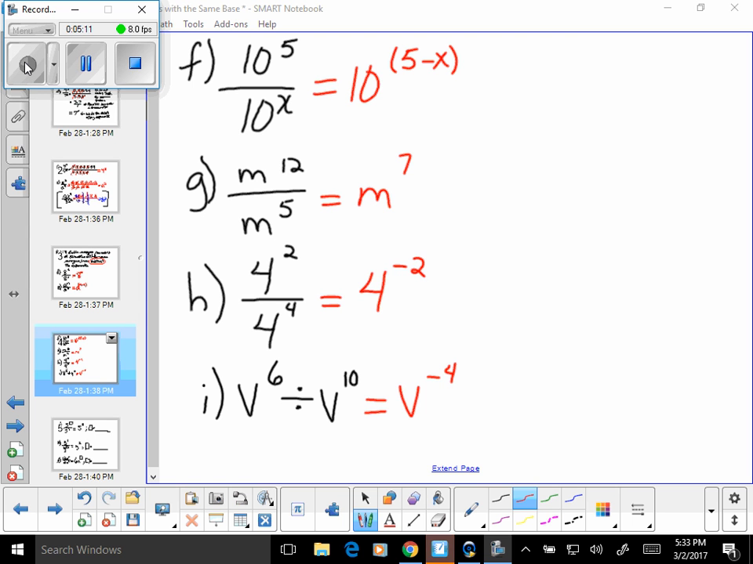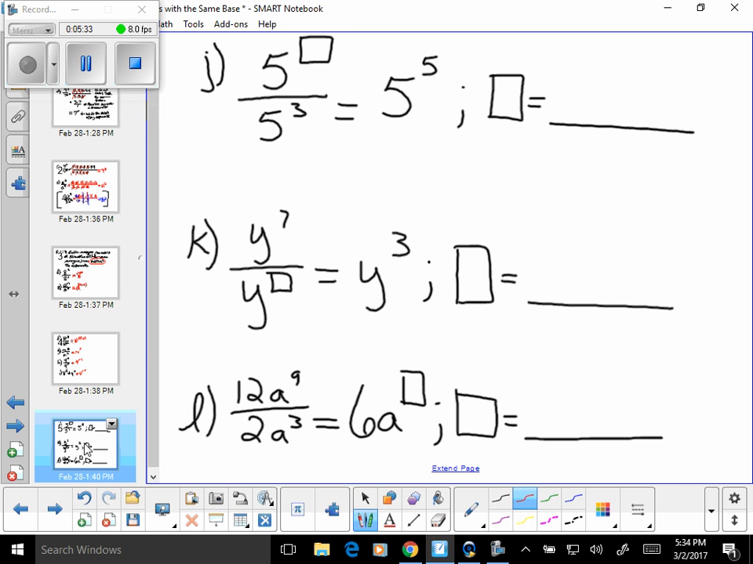Well now, how did you do? Note that on h and I, you end up with negative exponents because 2 minus 4 is negative 2 and 6 minus 10 is negative 4. Now there's actually another way of handling the negative exponents, but for today, you may leave them as negative exponents. The last thing you're going to be asked to do is try to figure out what exponent is missing.